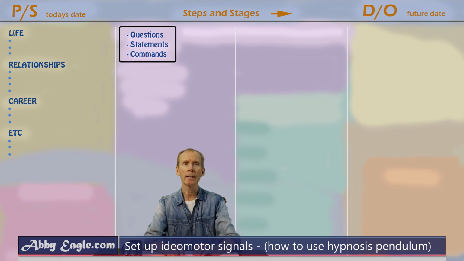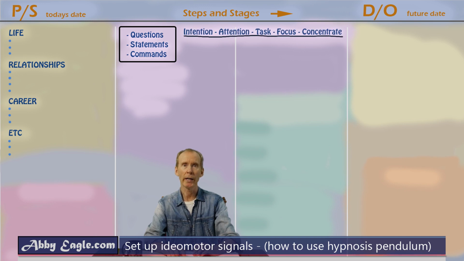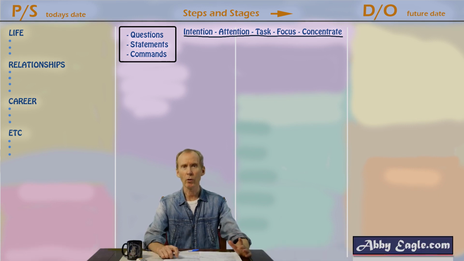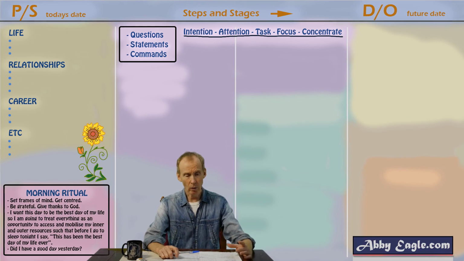Okay, now let's give ourselves a reminder about what we need to do to get into flow. And across the top, we write intention, attention, task, focus, concentrate. Underneath the present state information, I like to put a gratitude box. So mine looks like this. And I usually read it in the morning.